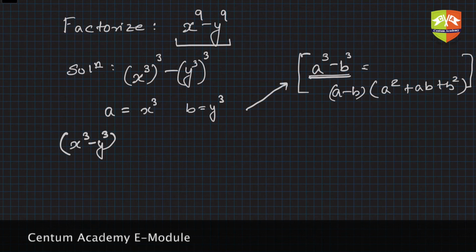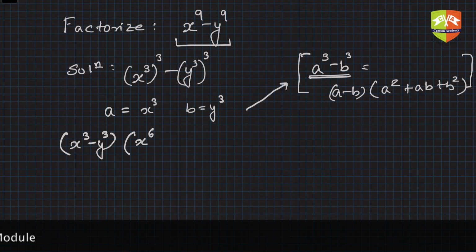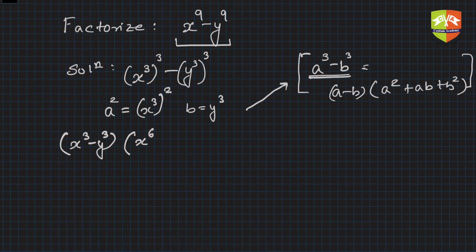Then within the brackets, a square. If you square a, you will get x to the power 6. And then ab will be simply plus x cube into y cube, and then similarly y to the power 6.